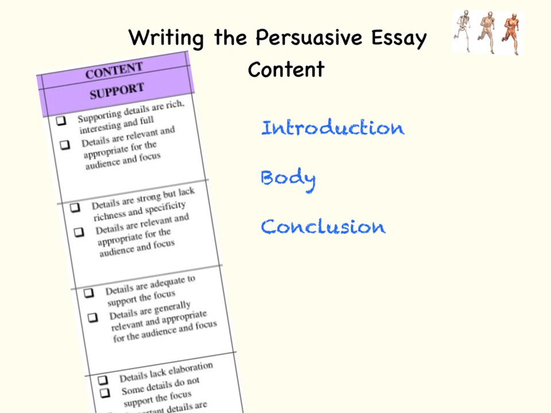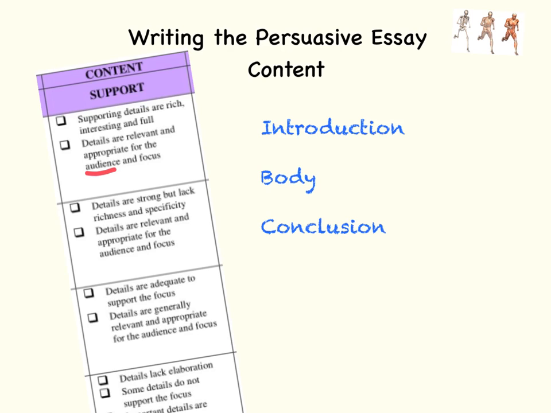You want to have details that are rich, interesting, and full, and details that are relevant and appropriate for the audience and focus. A key word here is audience. Remember that you're speaking to an adult or mature audience, so make sure that the details you choose are the details that are best going to convince that audience. You want your details also to be rich, interesting, and full.